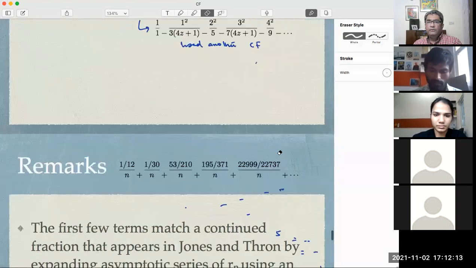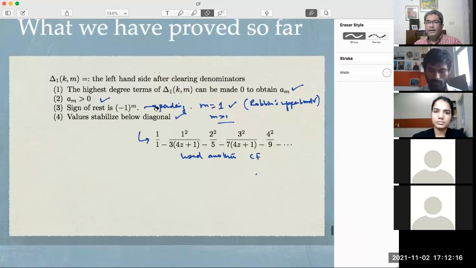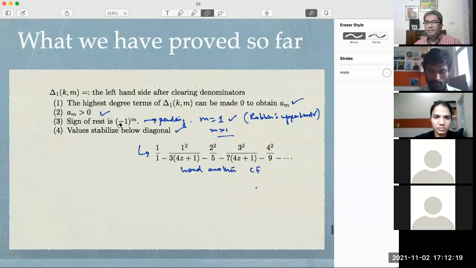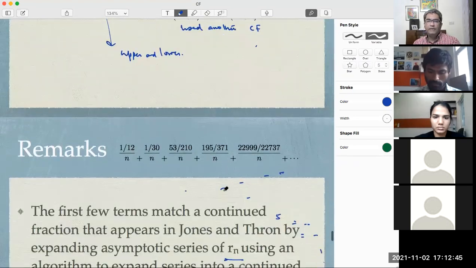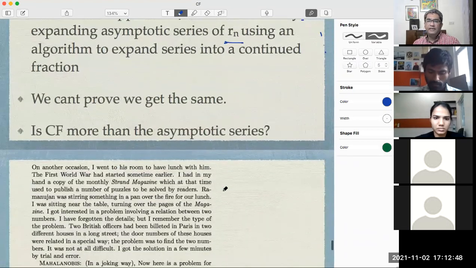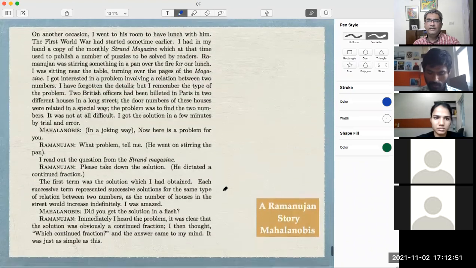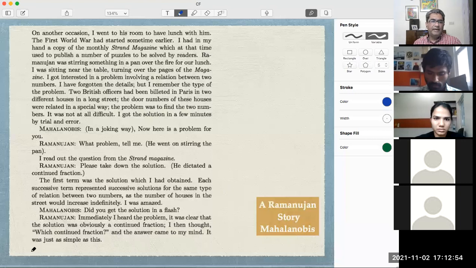All right. So to summarize, so far we've got an algorithm. We've proved that it more or less works, except for one item. And if its values stabilize over the diagonal, this proves that we get upper and lower bounds too, if all this happens. And in any case, for any specific value for lower bounds, we can calculate it and do better than anybody else. So the lower bound problem is solved. Now, what I want to show you is a Ramanujan story, and I'll leave it on the screen and you read it. This is a story by Mahalanobis.